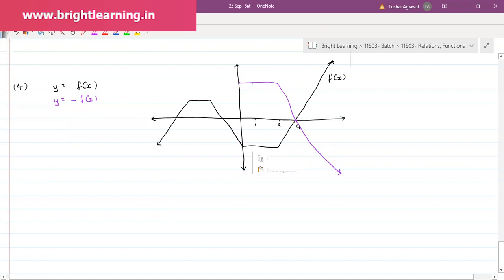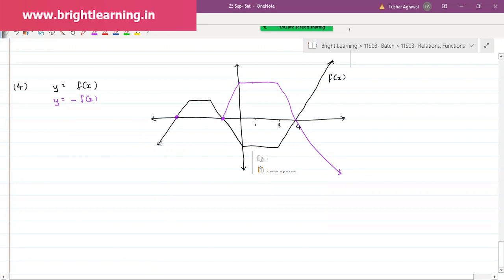For x equal to 0, the image won't change. The image is 0. Let's say that x is -1. For x equal to -1, the image is 0. In the purple graph also, the image will be 0. Now here also the image will be the same.